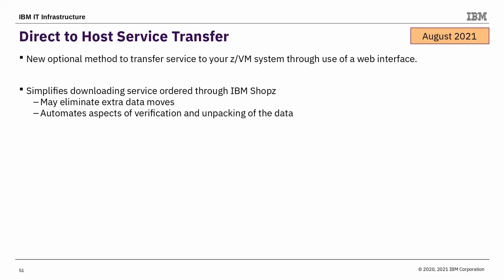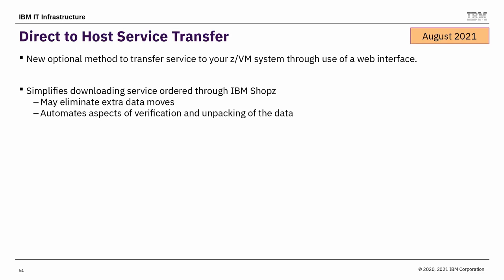This is a way of getting your service directly from ShopZ to your zVM system, if your zVM system has outbound access to ShopZ. So it's what z/OS has been doing for ages now. The way that it works is you fire up a Get ShopZ utility in a CMS machine. It starts up a little web server, and you point at that, and it acts as a staging area.